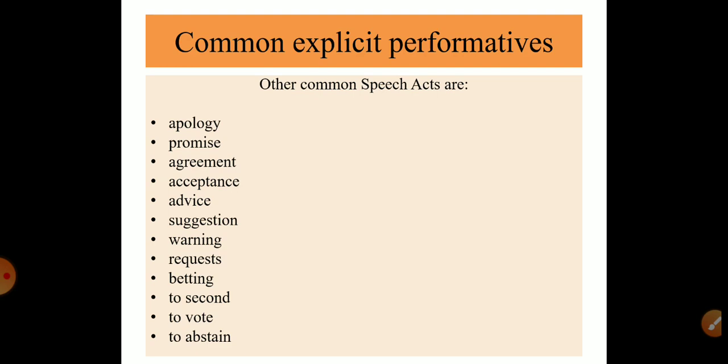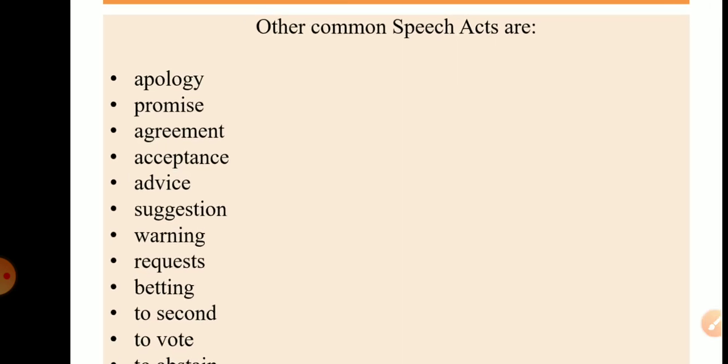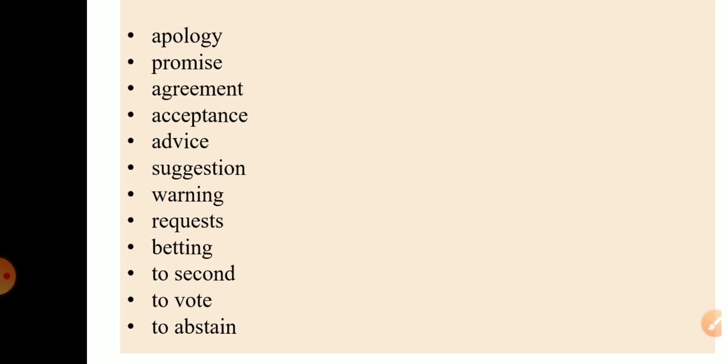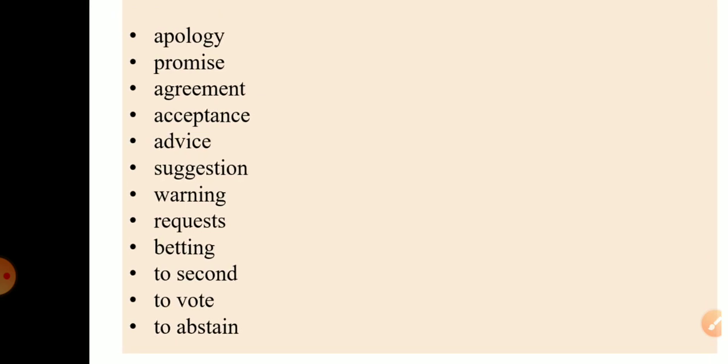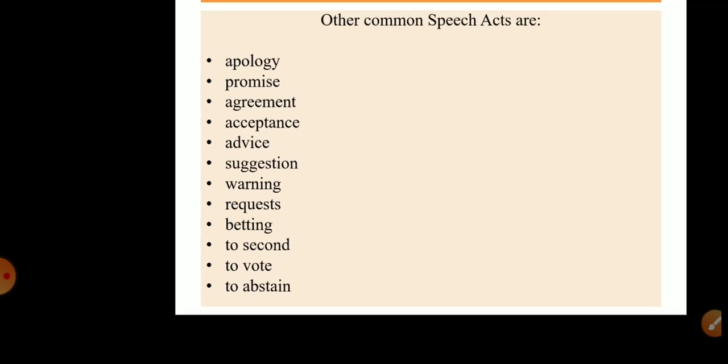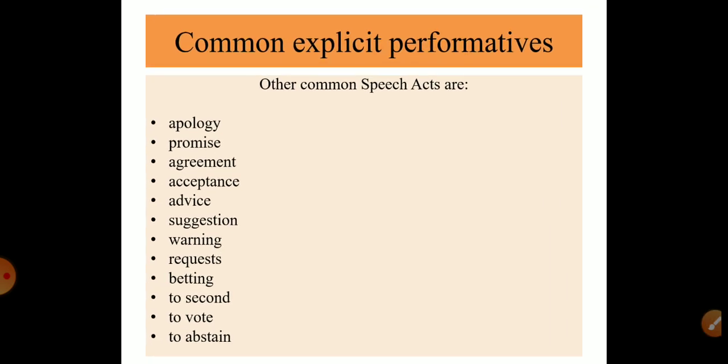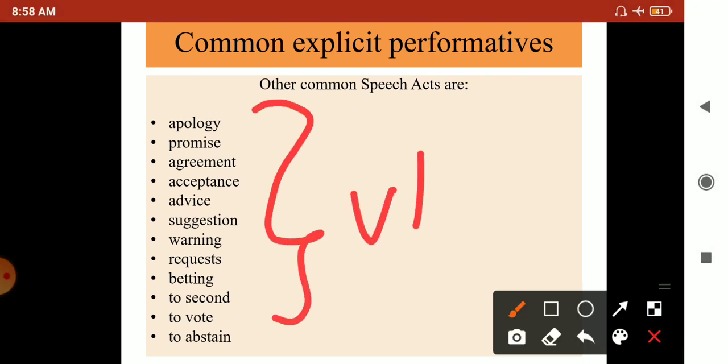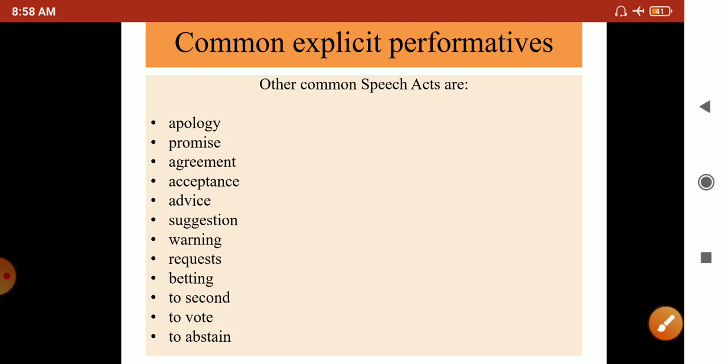Now what are the explicit performative verbs, or which verbs are used as explicit performatives? So you can see the verbs on the screen. I apologize, I promise, then agreement, acceptance, I accept, I advise, I suggest, I warn you, I request you, I bet, to second, to vote, to abstain, etc. These are the verbs which are used as explicit performatives. That is, with the help of these verbs, we perform certain actions.